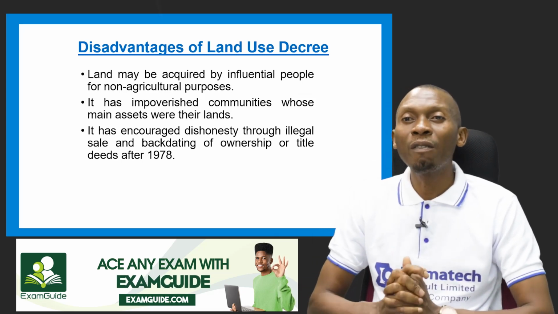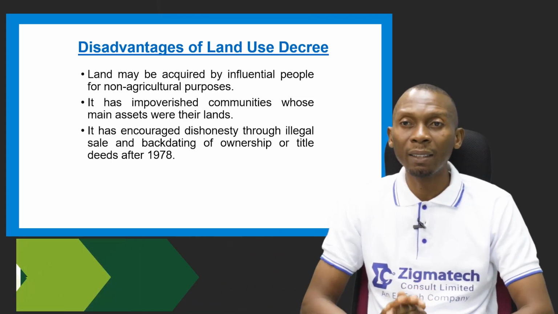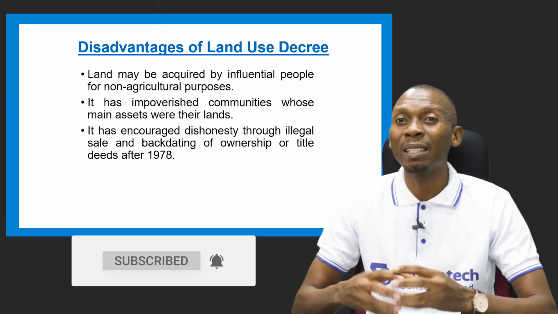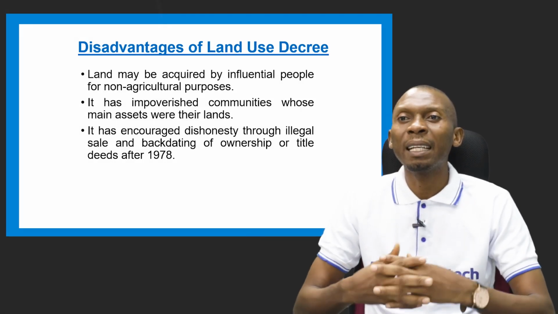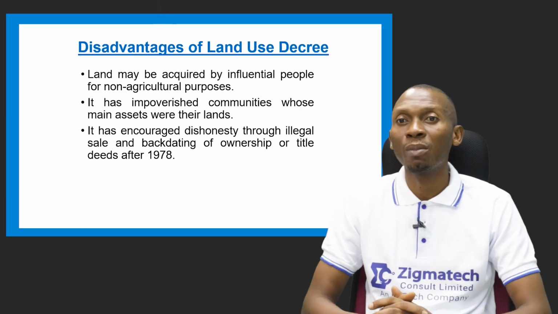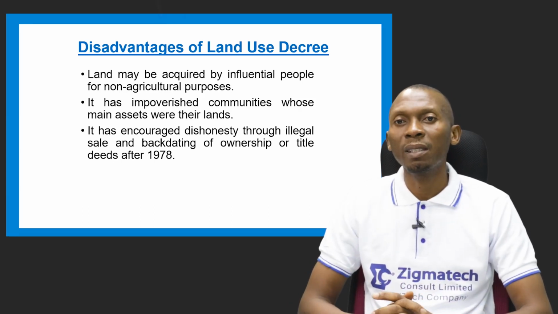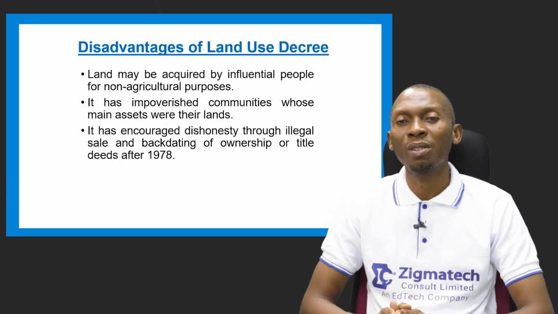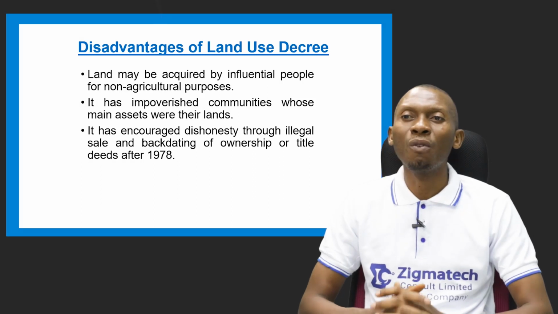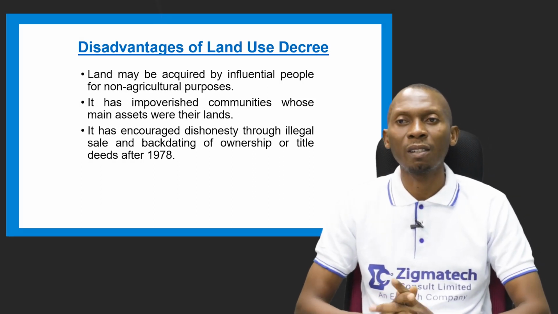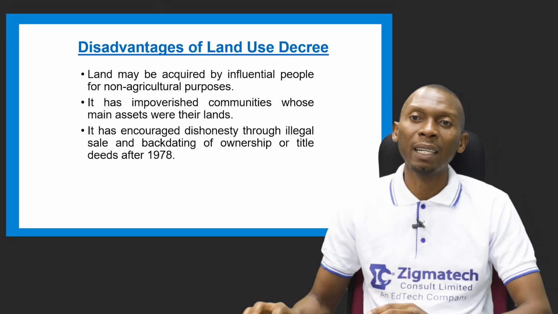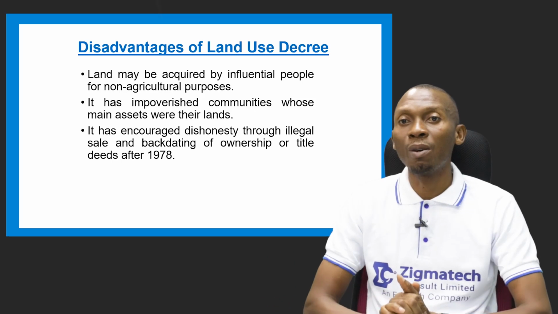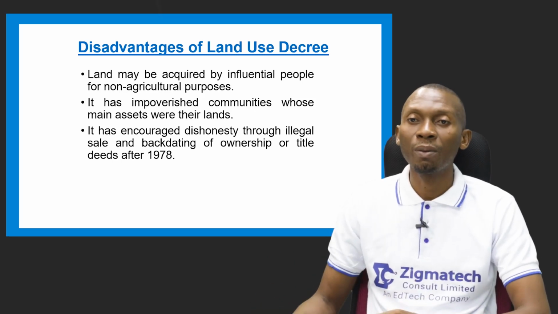And also it has impoverished communities whose main assets are land. So those communities whose value is their land, and this land has been taken from them, it can lead to some poverty in such communities. Now it has also encouraged dishonesty through illegal sales and backdating of ownership or title deeds of the land, after the 1978 decree, when it was promulgated. That's when the land use decree was promulgated.